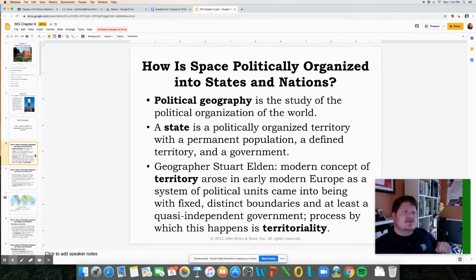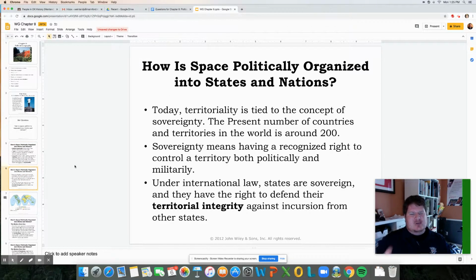So when the state government says this person can have this certain amount of marijuana, they can smoke it here, they can smoke it there, that's how the troopers are supposed to follow the law. So it's a bit tricky, it's a bit complicated. But we see territories arise all the way back in Europe, dealing with how to protect a territory.